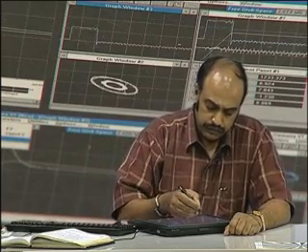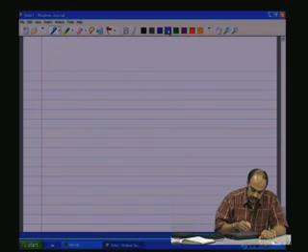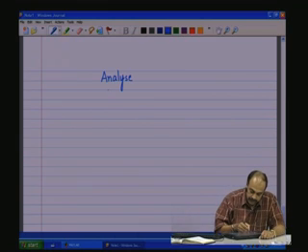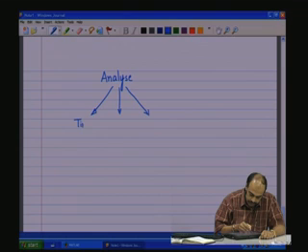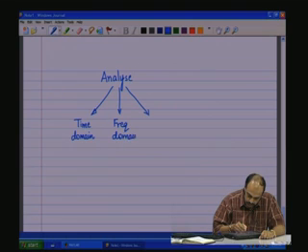Now, what we shall do is to analyze the system. And we said that we are going to analyze the system in these three domains, that is the time domain, the frequency domain, and the pole zero domain.